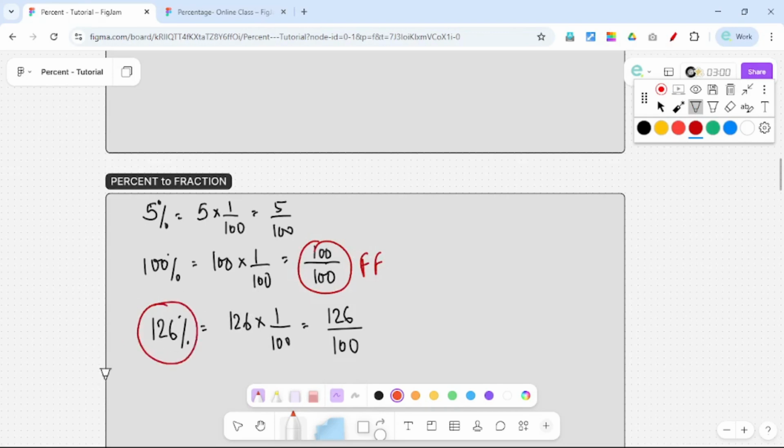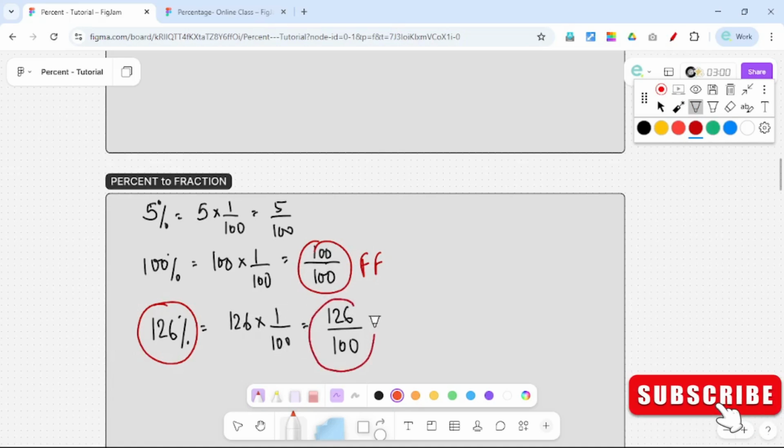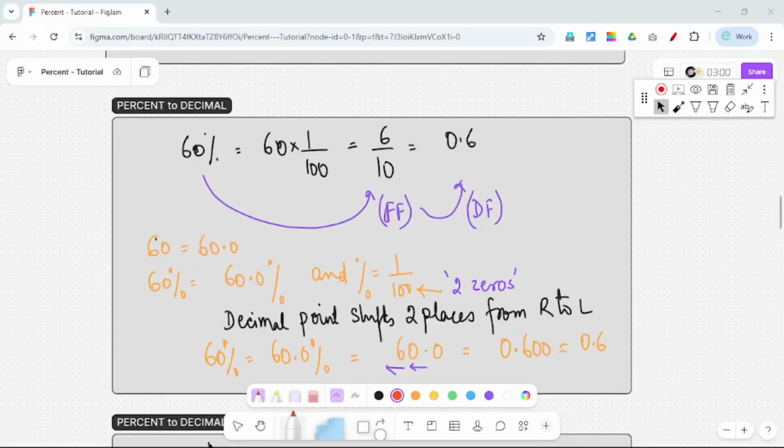126%, 126 multiplied by 1 upon 100 is 126 upon 100. So these are all conversions of percentage to fraction. Now let's see how to convert percent into a decimal form.